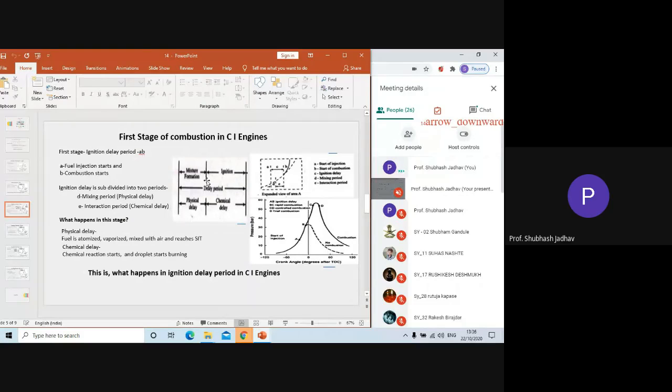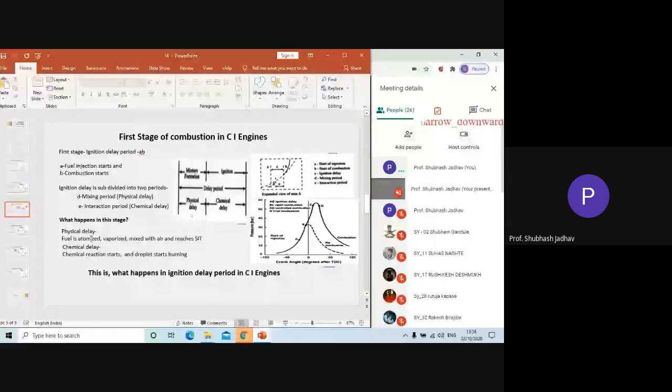So the mixture formation stage is also called the physical delay, and the ignition is called the chemical delay period. Now why is this called the physical delay period? Because some physical things are happening in this particular stage. What are all those things? The physical things which are happening are, first, the fuel is atomized. When we inject, it is in the form of droplets. The flow is coming out through the hole of the injector, but after coming out, it is being broken up into small droplets, which we call atomization.